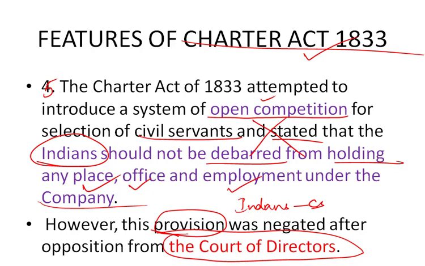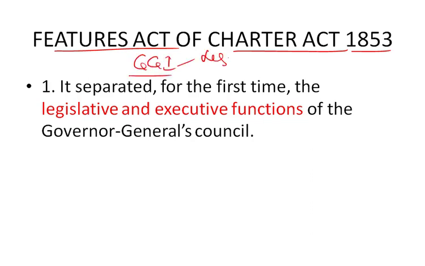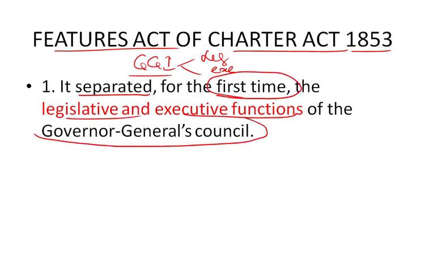Then comes the final Charter Act passed by the British Parliament during East India Company rule. So we will now study the Charter Act of 1853. What are the features of this act? The Governor General of India cannot see all the legislative and executive functions because he would be overburdened. So it separated, for the first time, the legislative and executive functions of the Governor General's Council.